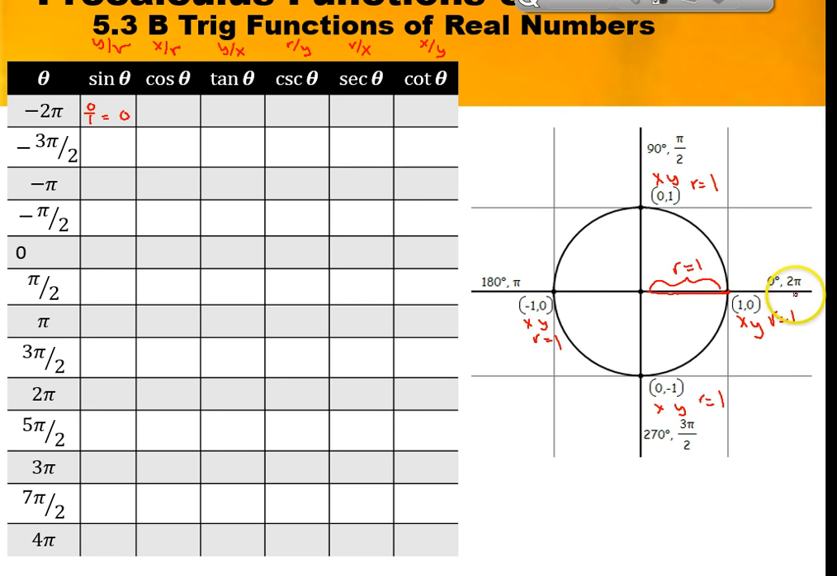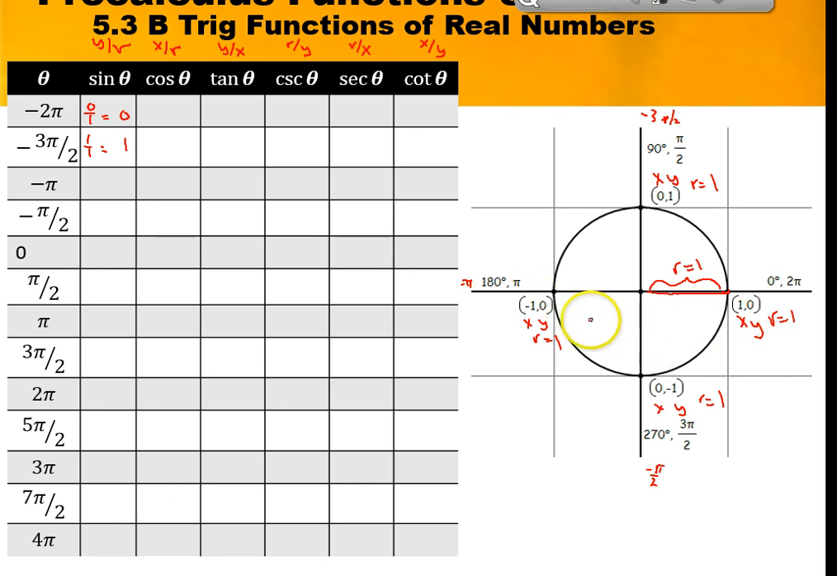Okay, negative 3 pi over 2. Well, this is 0 and 2 pi, and this is positive 3 pi over 2, but this is also negative pi over 2. And this is negative pi and positive pi. And then this is positive pi over 2, but it's also negative 3 pi over 2 if I'm going around clockwise, which negative means to go around clockwise. So if I end up at negative 3 pi over 2, then I get my y value, which is 1, and my r value, which is 1. So I get 1 over 1, which is 1.